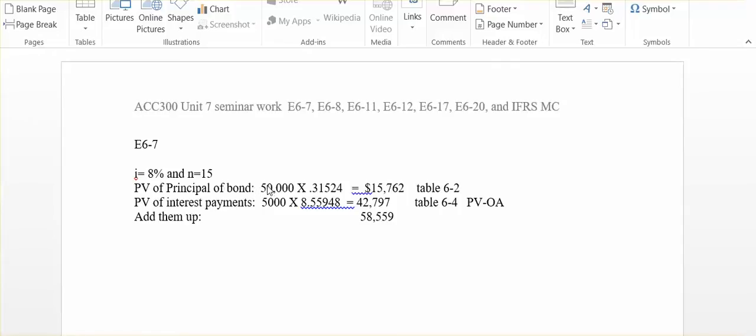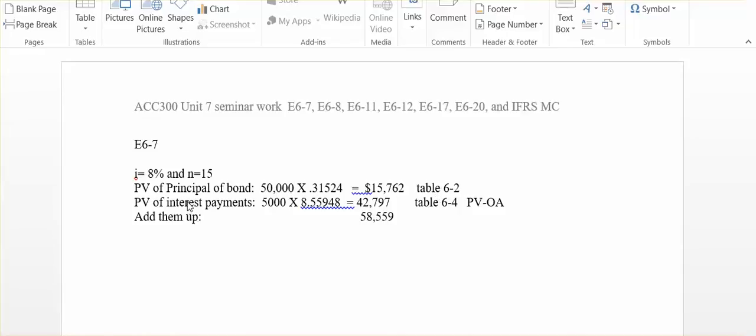So it's a one-time payment. Our company's selling a bond, which means we're taking out a loan. So let's say we sold our $50,000 bond to John Smith. In 15 years, we're going to pay John Smith back $50,000. What is that $50,000 worth to us now? The present value. That's why we use table 6-2, which is the present value of a single sum, because we're only going to pay back the $50,000 once.